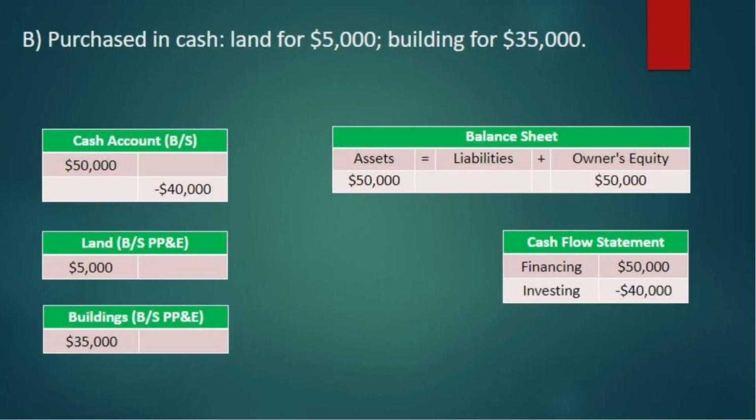We purchase, in cash, land and a building. This transaction will impact assets accounts only. We credit our cash account for $40,000, this represents a decrease of our cash availability. Then, we debit land for $5,000 and buildings for $35,000.